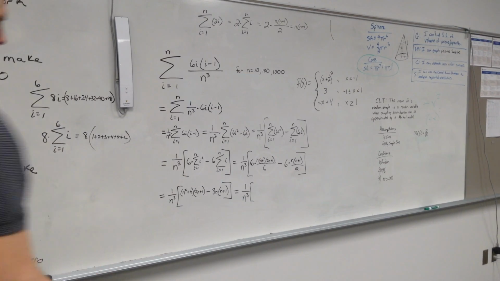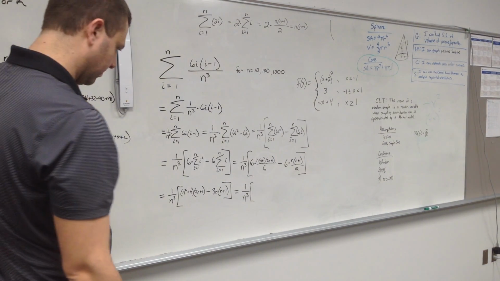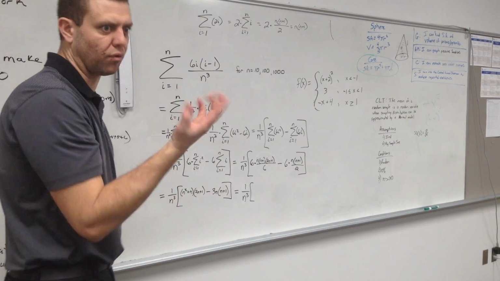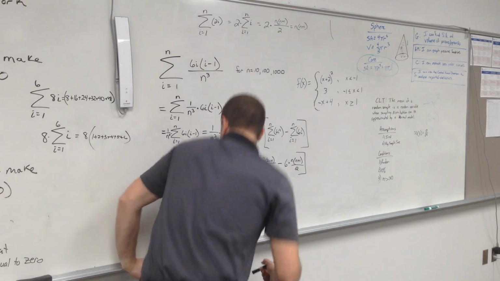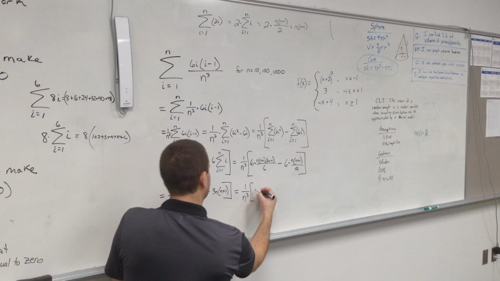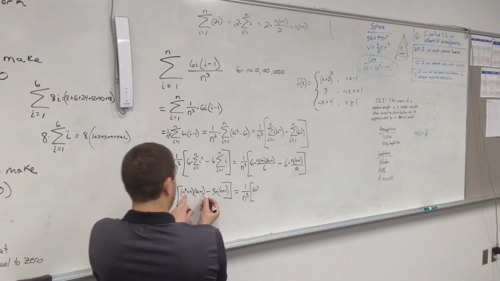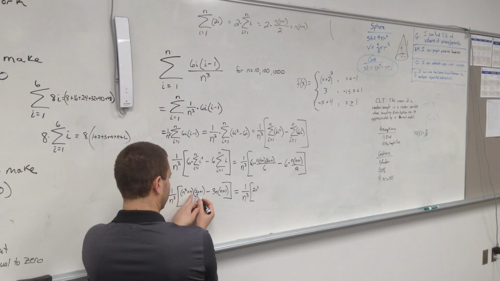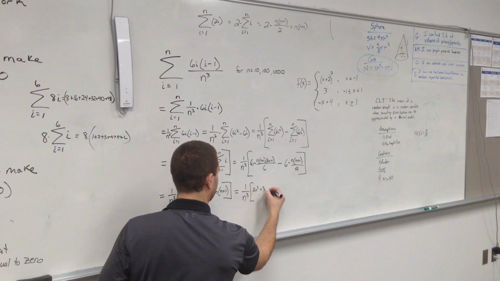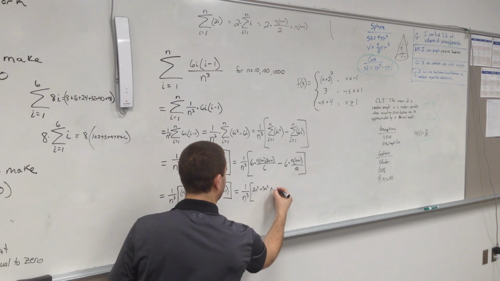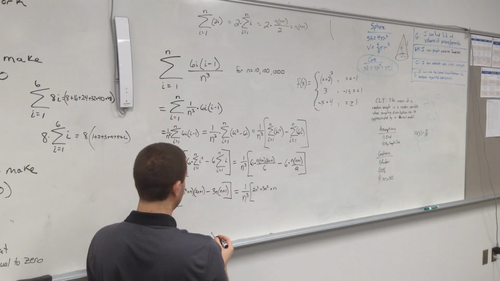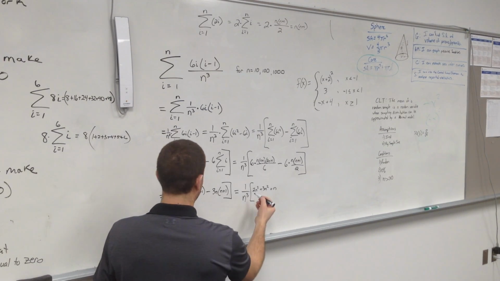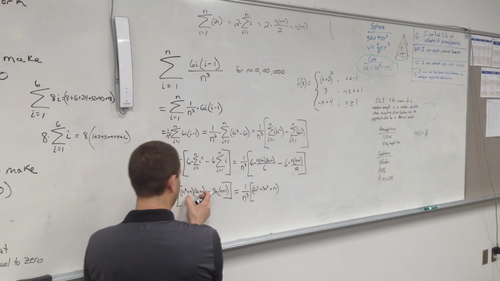Plug in n? No, let's keep simplifying. So what do we got to do here? Distribute, or FOIL. I don't know why I said factor. Okay, so that's going to be 2n cubed plus n squared plus 2n squared, so that's how much? 3n squared. And then plus n. That would be my foiling, distributing there. So this is what I got for that first product.